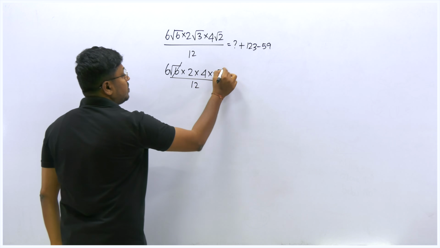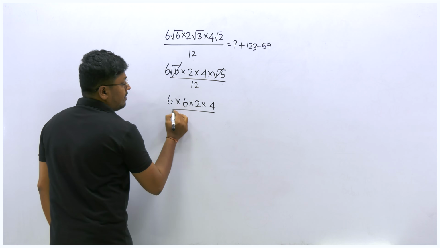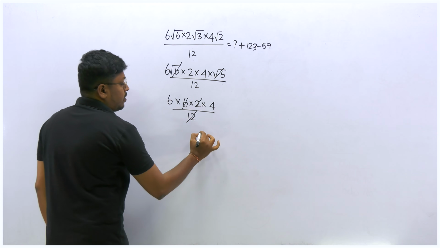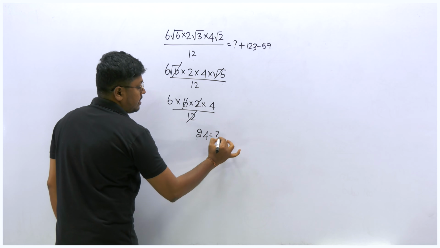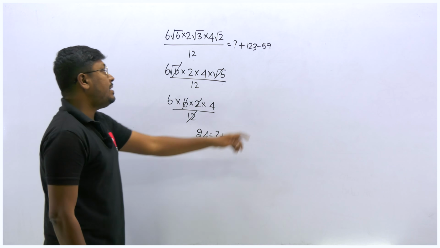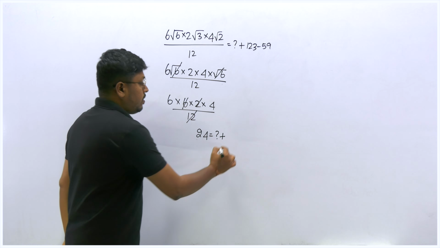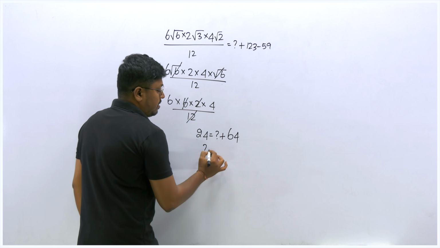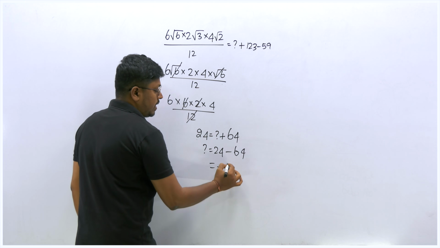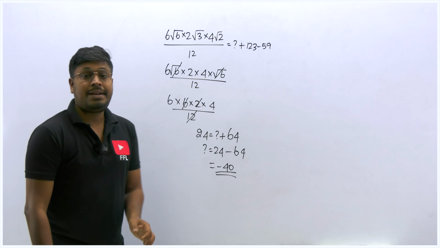Now root 6 into root 6 will be 6. So 6 into 2 into 4 divided by 12. 6 2s are 12, so we can cancel this 12. So 6 4s are 24, which is equal to question mark plus 123 minus 59. 123 minus 59 will be 64, right? So question mark is equal to 24 minus 64, which is minus 40. So finally the answer for the first simplification question is minus 40.